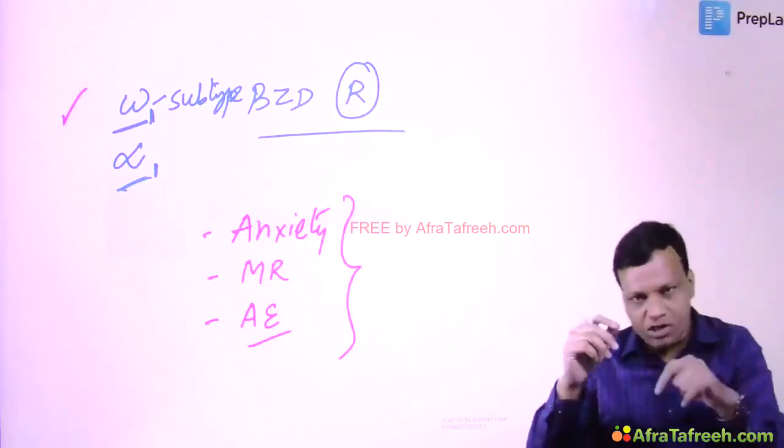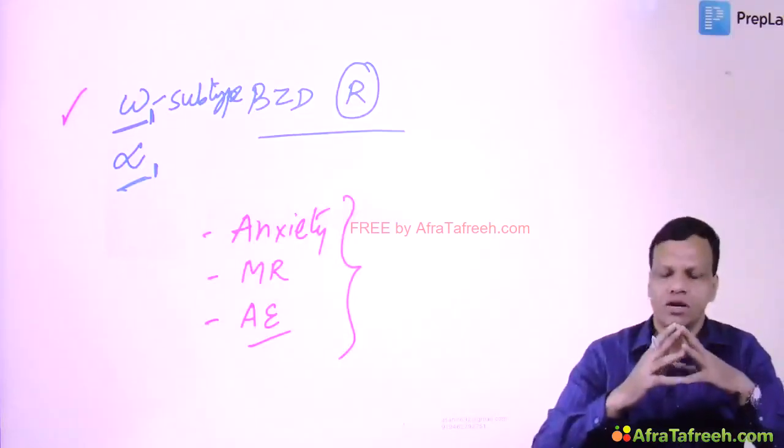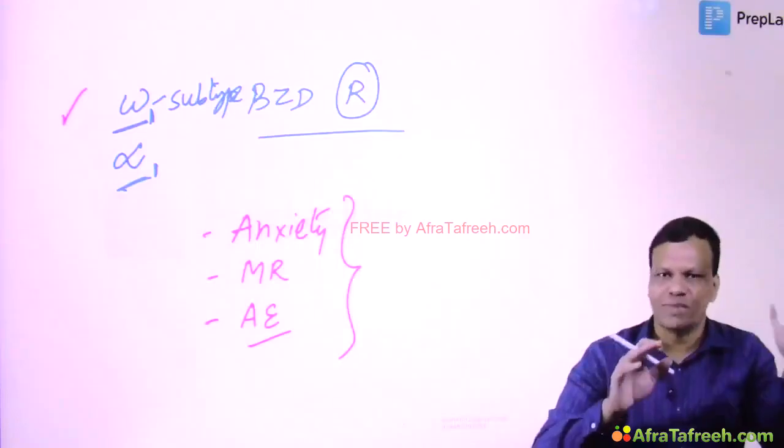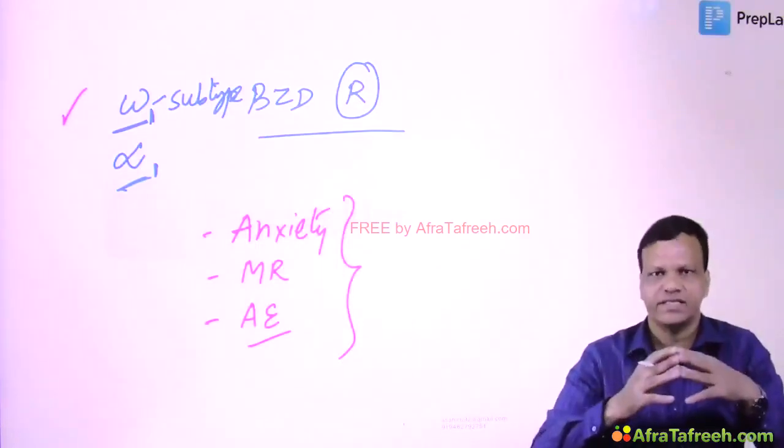Clear? But because they are binding to the benzodiazepine receptor only, their antidote is also flumazenil. So flumazenil will not only antagonize benzodiazepines but also Z drugs. Okay.